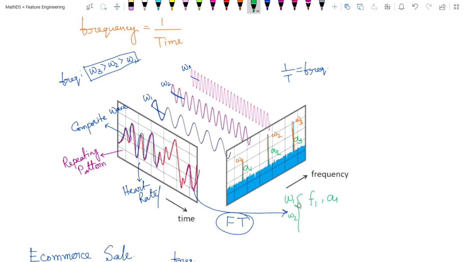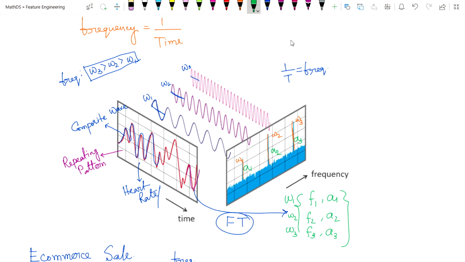For the W1 wave, its frequency is f1 and its amplitude is a1. For the W2 wave, its frequency is f2 and its amplitude is a2. For the W3 wave, its frequency is f3, its amplitude is a3. Suppose we got these three after applying the Fourier transformation. Now, how will we convert these waves into new feature-based numerical data? How will we do this?